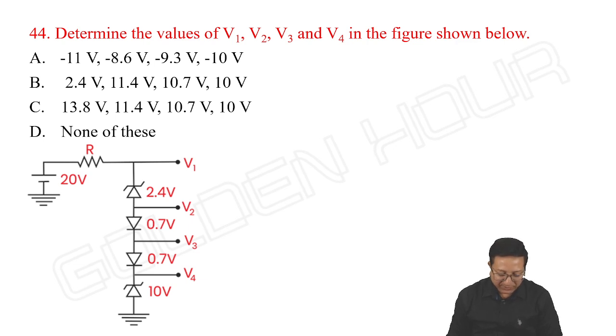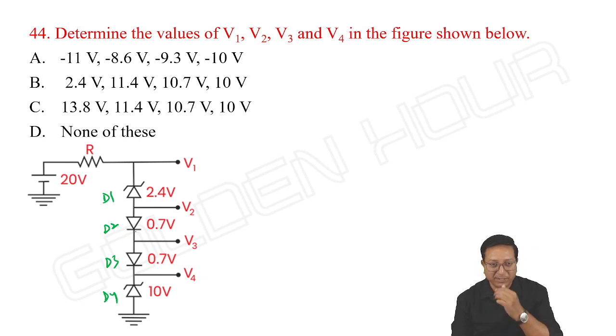Now, if you see, 20 volts is the power supply. Let me take D1, D2, D3, D4. D1, its breakdown voltage is 2.4 volts, supply is 20. It looks like D1 is under breakdown. D2, its anode is going to the positive terminal, cathode is going to the negative terminal of the supply. D2 is forward biased. D3 is also the same, forward biased. D4 is also undergoing breakdown because its breakdown voltage is 10 and supply voltage is 20.